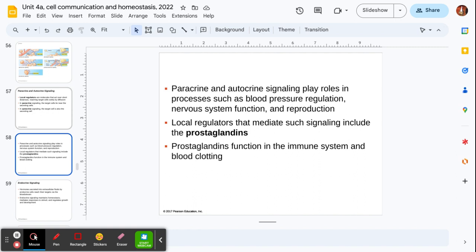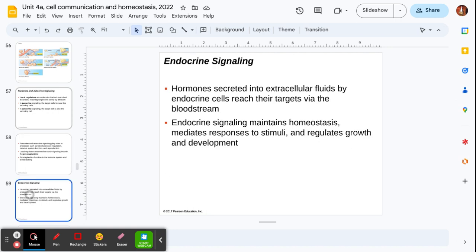Local regulators that mediate such signaling are called prostaglandins. So when we're talking about the chemicals that are released, we're talking about prostaglandins. Prostaglandins are also responsible for functioning in the immune system as well as blood clotting. So those are all local responses where either the target cell is close by or the cell that's sending the message is the target cell.